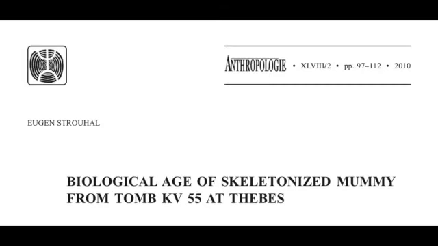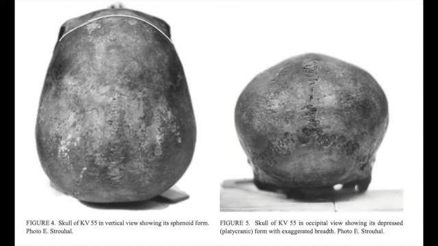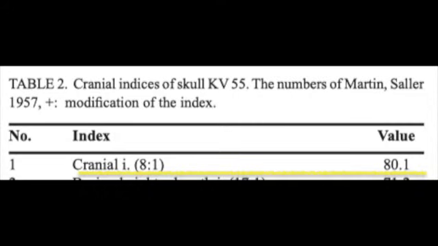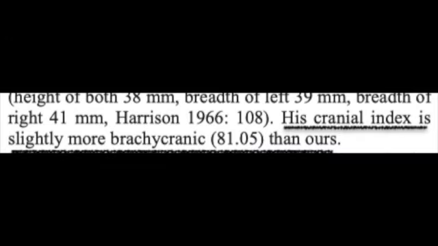In 2010, the same year that Hawass came out saying King Tut and Akhenaten were brachycephalic, another Egyptologist did a study on the same skull, KV55, of Akhenaten. However, unlike Hawass, he felt that the skull being called Akhenaten was not Akhenaten, but someone else. However, his craniometric results were similar. He had a cephalic index of 80.1. Remember, Hawass said that Akhenaten had a cephalic index of 81.